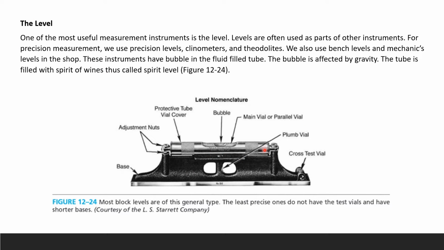If you take a look at the features, you're going to see the base of the level, and these are your adjustment nuts. This is your plumb vial, and this is your cross test vial. That's your bubble, and this is your main vial or parallel vial, and this side is your protective vial cover. These are all the terms that you need to know for a level. The least precise ones don't have the test vial, so it's just this one, and they also have a shorter base.